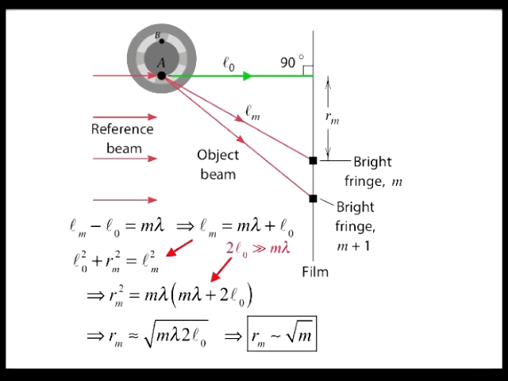This means that the fringes are more spread out at the top of the film, near where the central maximum would be located, and closer together near the bottom, where the higher order fringes occur. For example, the distance between the m equals 1 and m equals 2 fringes is proportional to the square root of 2 minus the square root of 1, which equals 0.41, whereas the distance between the m equals 3 and m equals 2 fringes is proportional to the square root of 3 minus the square root of 2, which is smaller at 0.32.